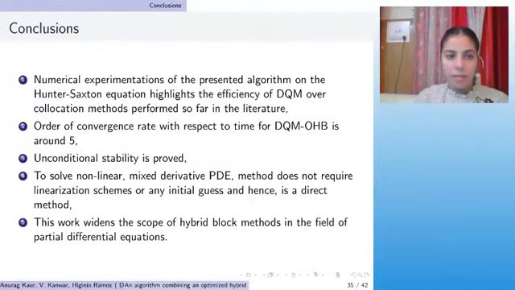Now we have summarized the results and conclusions. Numerical experimentation of the presented method on the Hunter-Saxton equation highlights the efficiency of DQM over the collocation methods performed so far in the literature. The order of convergence rate with respect to time for DQM-OHB is around 5. Unconditional stability is proved. To solve the non-linear mixed derivative PDE, the method does not require any linearization scheme or any initial guess, hence it is a direct method. This work widens the scope of the hybrid block method in the field of partial differential equations.